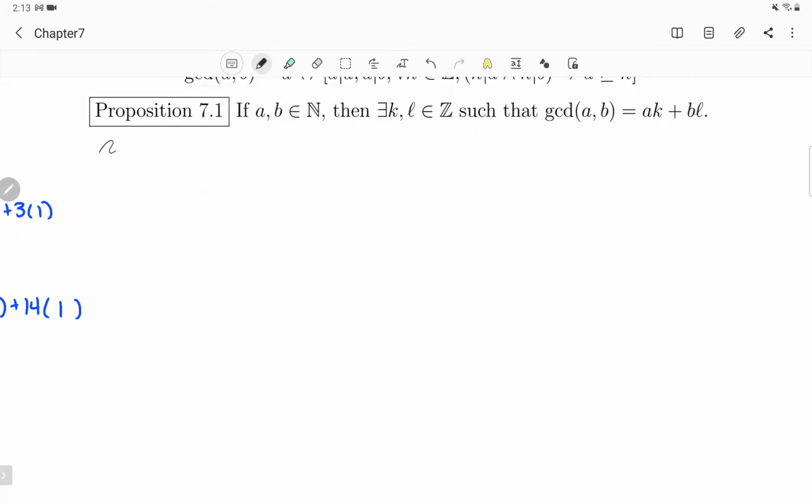Don't write too big. All right, we need to start with: suppose A and B are natural numbers.